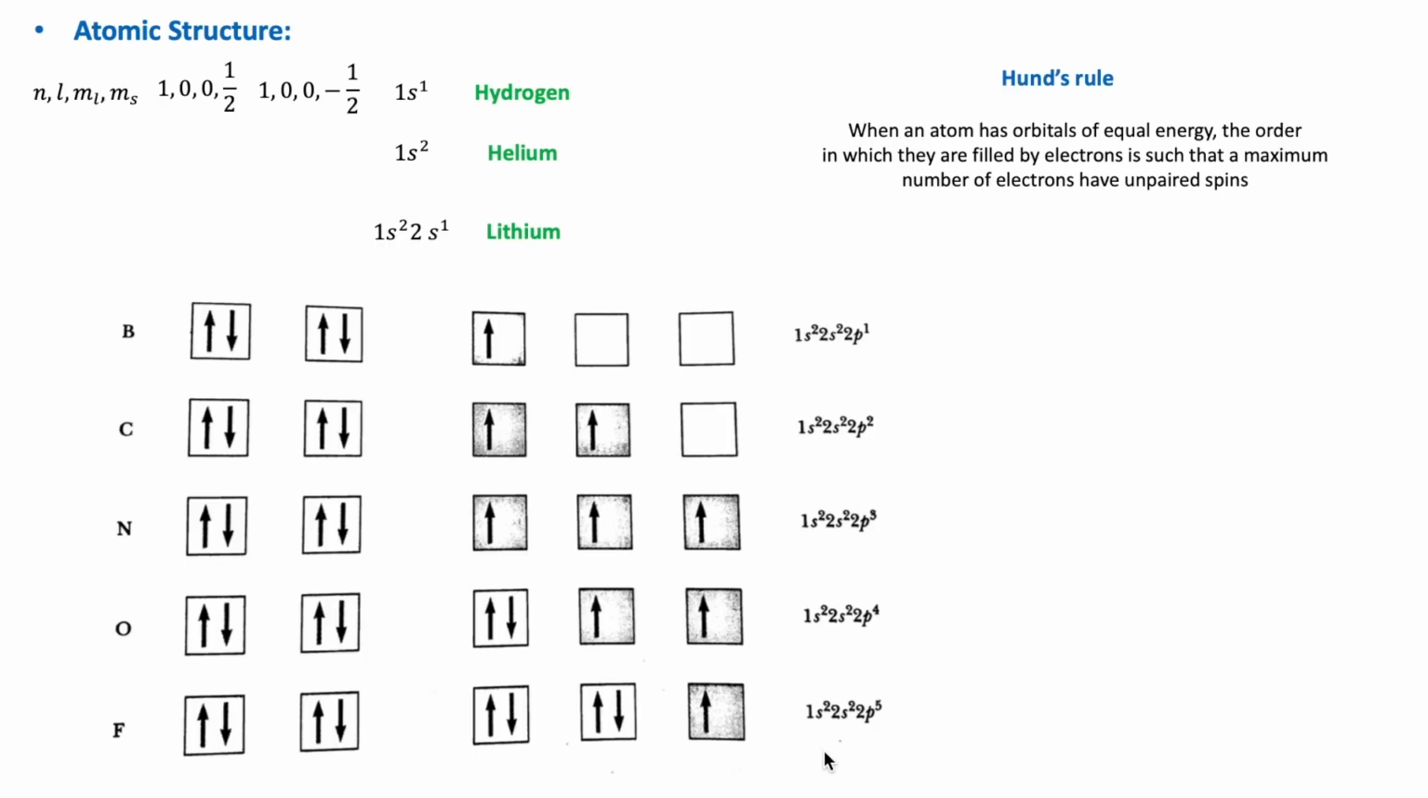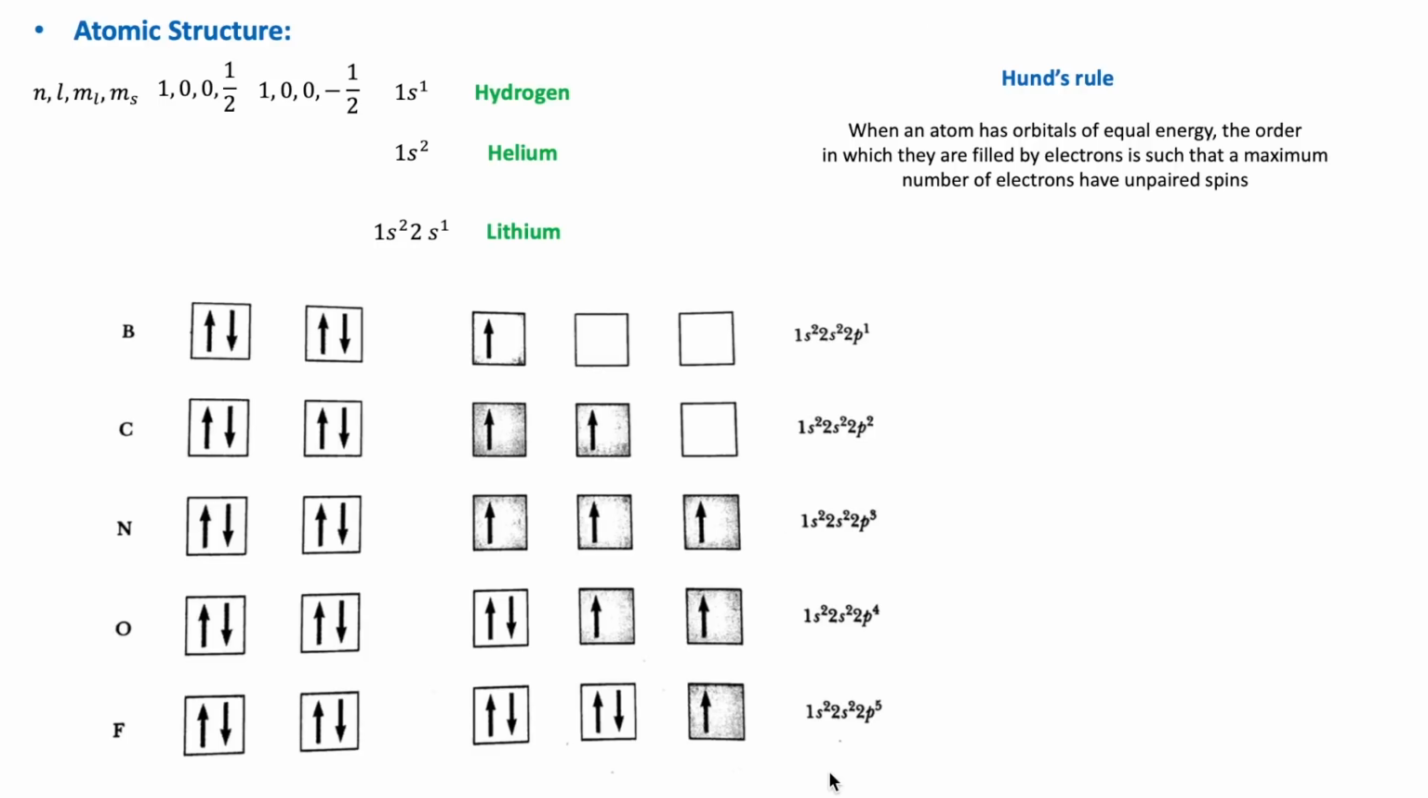And also note here how the 3 2p electrons in nitrogen have unpaired spins. The general rule for this situation is known as Hund's rule. Hund's rule states that when an atom has orbitals of equal energy, the order in which they are filled by electrons is such that a maximum number of electrons have unpaired spins.